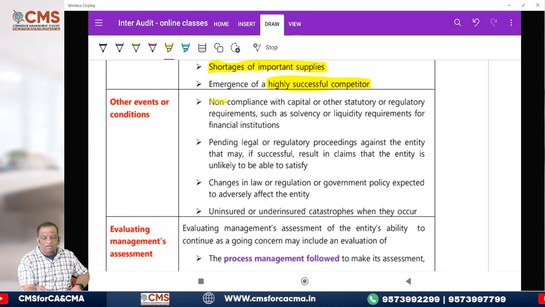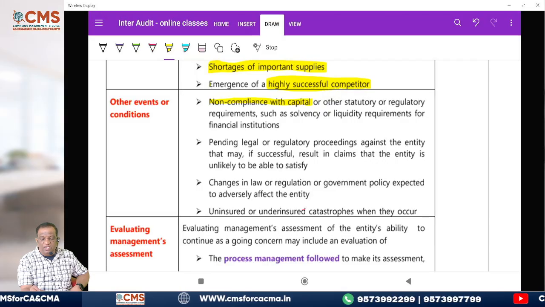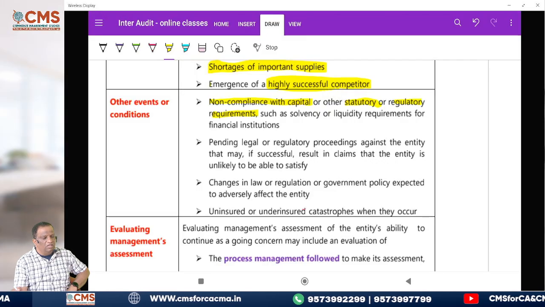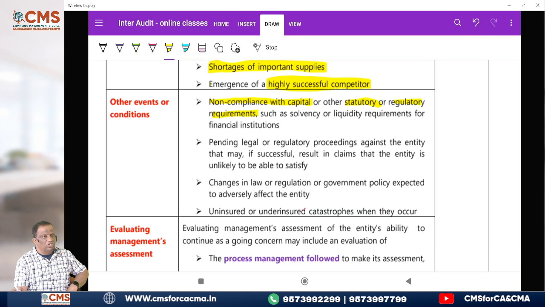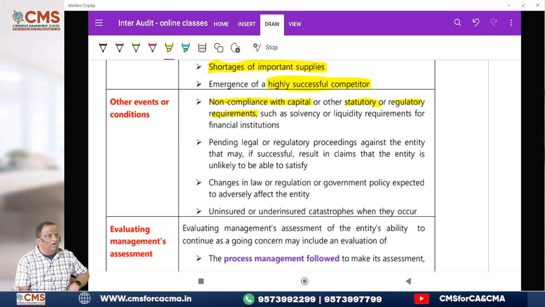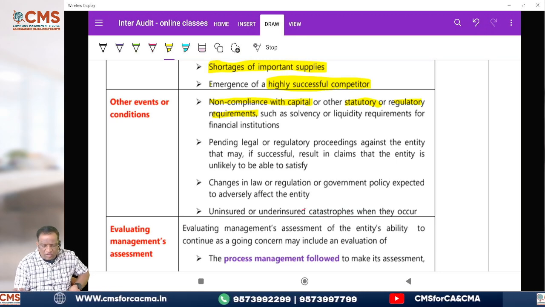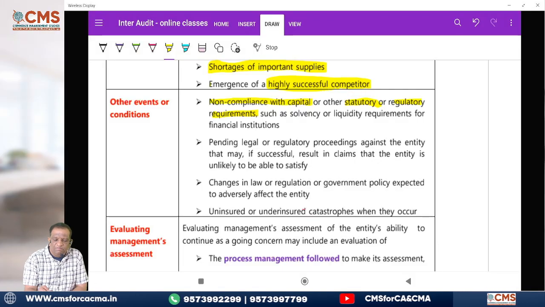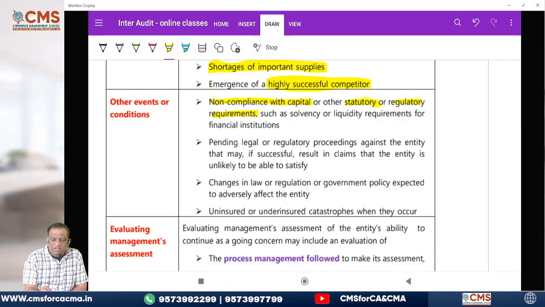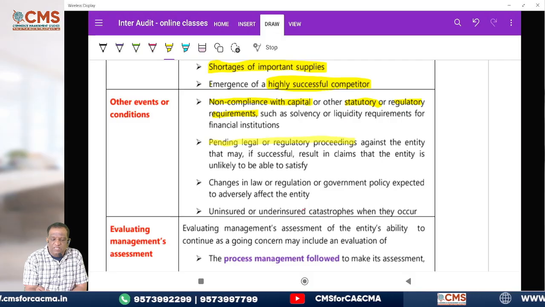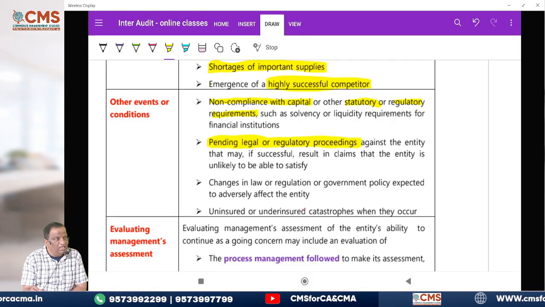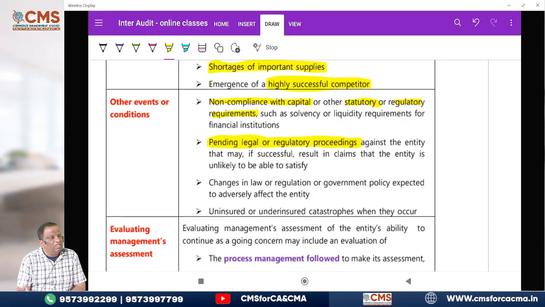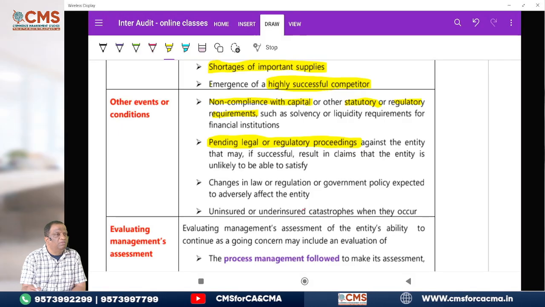That is non-compliance with the capital requirements or any other statutory or regulatory requirements. That is, if you are not filing GST returns and all that, they may come and seize your factory, or you are an STPI unit and you are not filing the required annual returns, they will come and close. So that way. And then pending legal and regulatory proceedings. That is, there are some legal cases which are pending, and such legal cases are so huge that if the company is losing, they may not be able to pay.